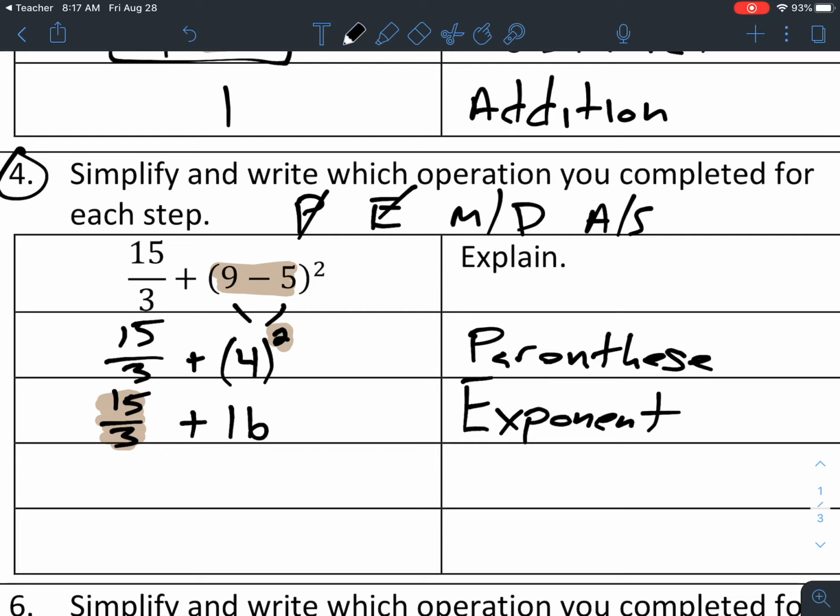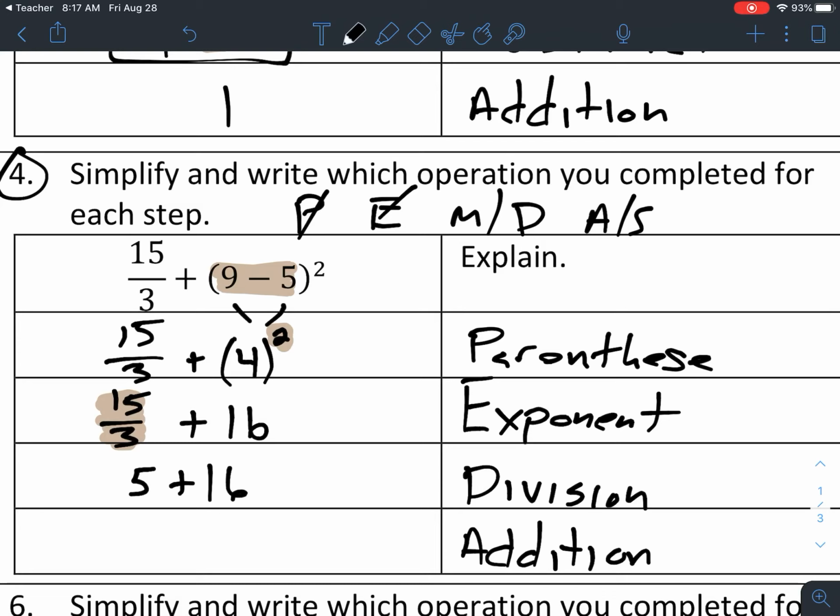Because it's dividing, we have to look at this as how many times does 3 go into 15? Hopefully you know your 5s and know that if you have 3 sets of 5, that's 15. So we know our answer would be 5 plus 16. So our reason would be division because of the 15 over 3. And the last step would be addition. And we're adding 5 plus 16, which leaves us with 21 as our final answer.